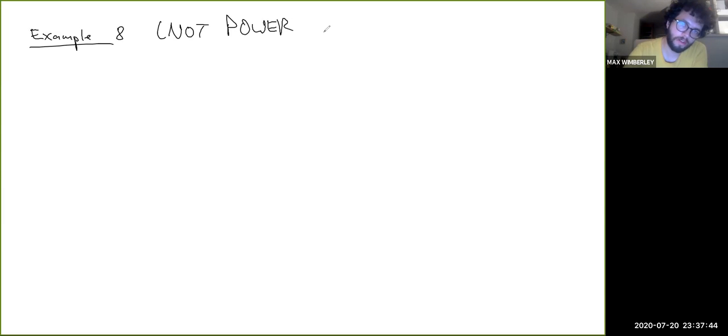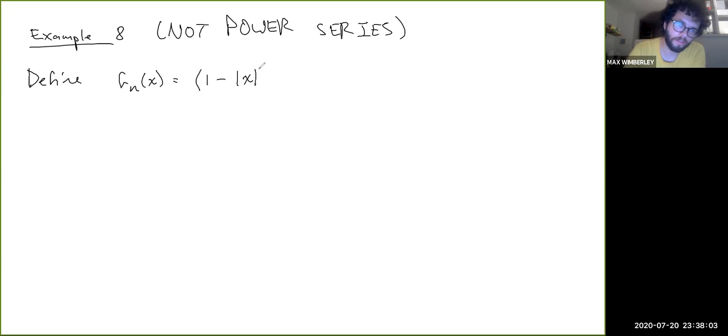So let's look at an example of that. This is example 8. Not power series. So these functions are not power series, but the point is that they form a sequence of continuous functions whose limit is not continuous, okay? So define fn of x to be 1 minus absolute value of x to the n on negative 1, 1.